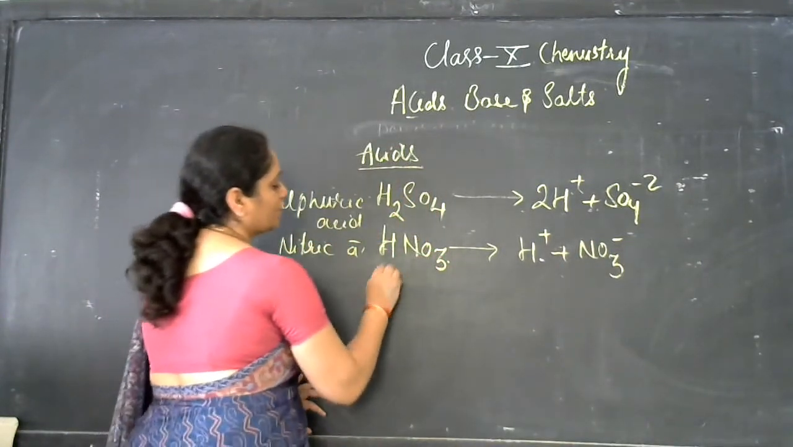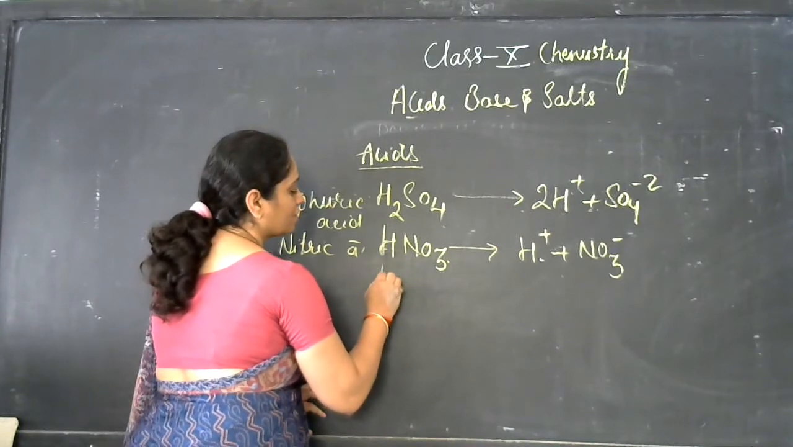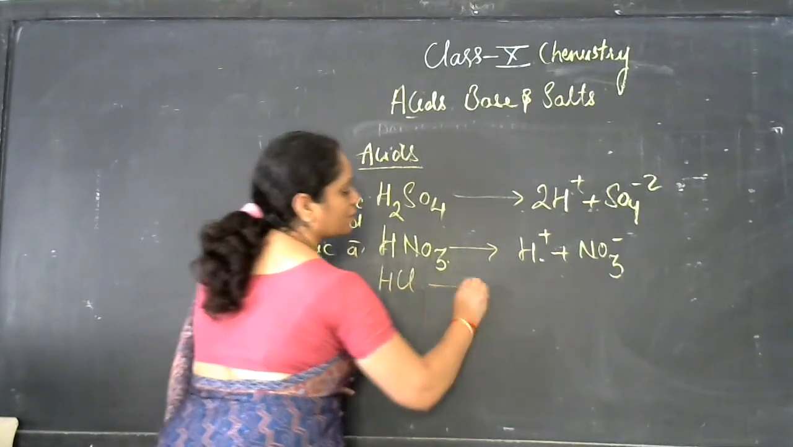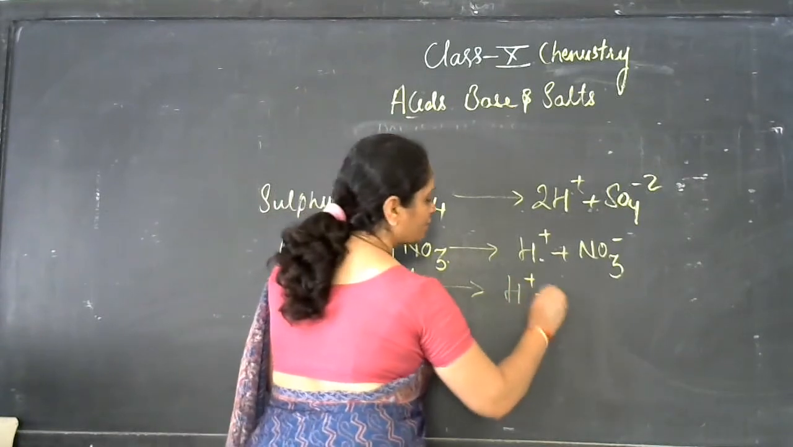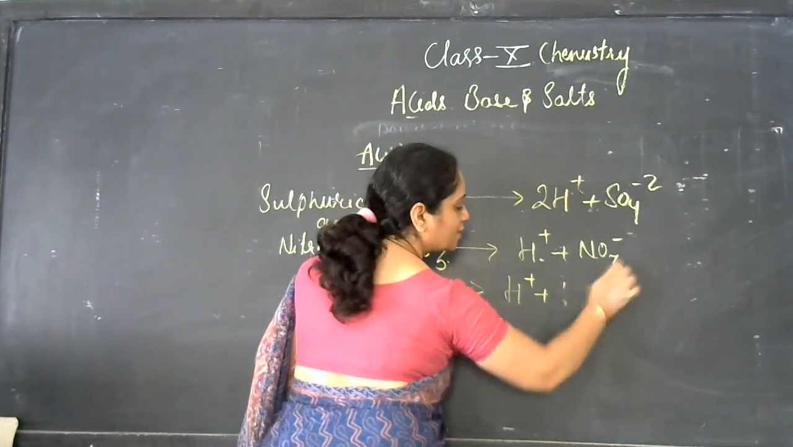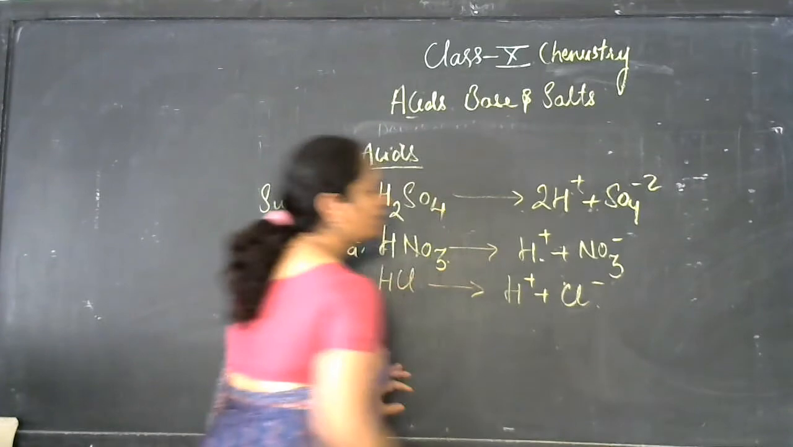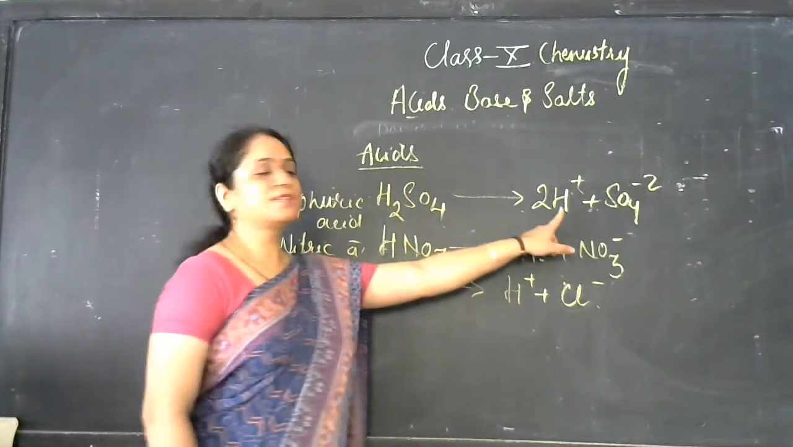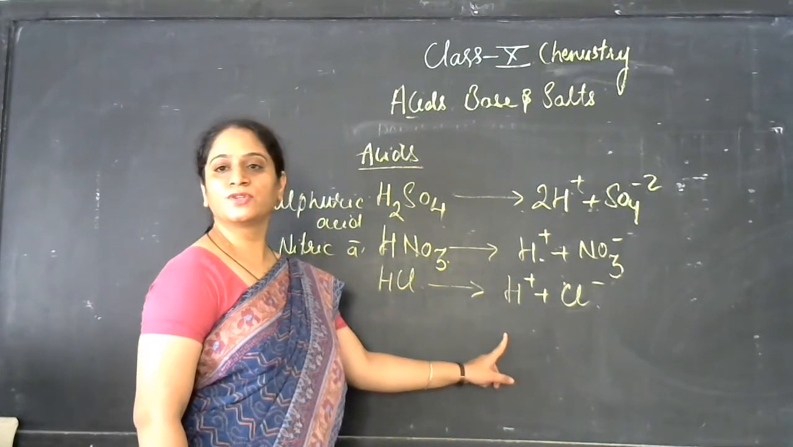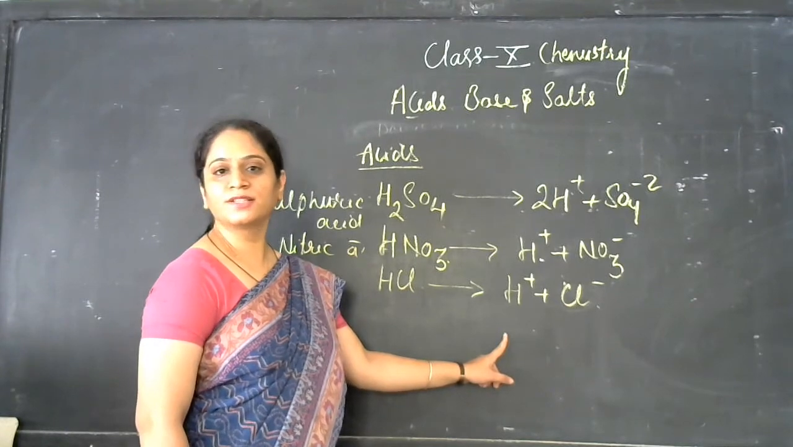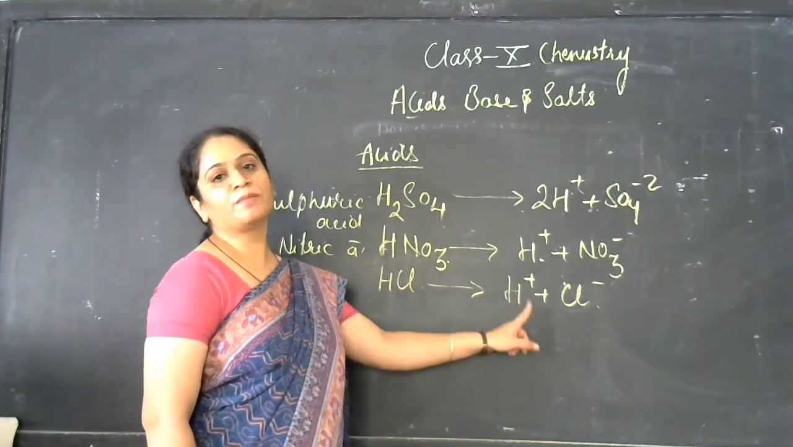Similarly HCl gives H positive charge and Cl negative charge. All these acids provide H positive ions in the solutions, so we can say they are called acids, and they are helpful for corroding the metals.